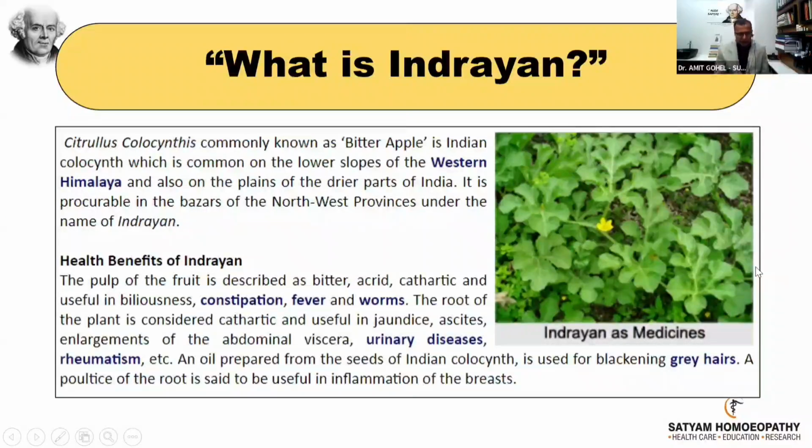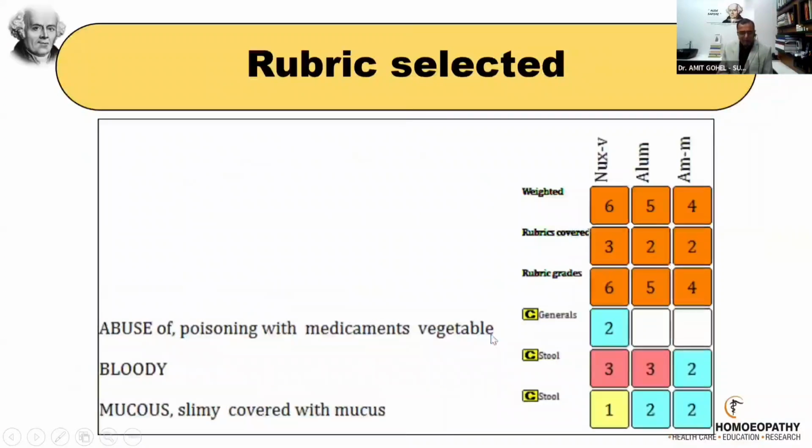So I searched for Indrayan. What is the Indrayan? In Google it is said that Indrayan is the bitter apple. It is something like colocynth, used to relieve constipation, worm infections, urinary problems and rheumatism. So, rightly said by all, I prescribed the remedy on the basis of the rubric: abuse of poisoning with medicament, vegetables; diarrhea, stool bloody, stool mucus slimy covered with mucus. Because we have a psora and syphilis, we have to take the rubric for that.